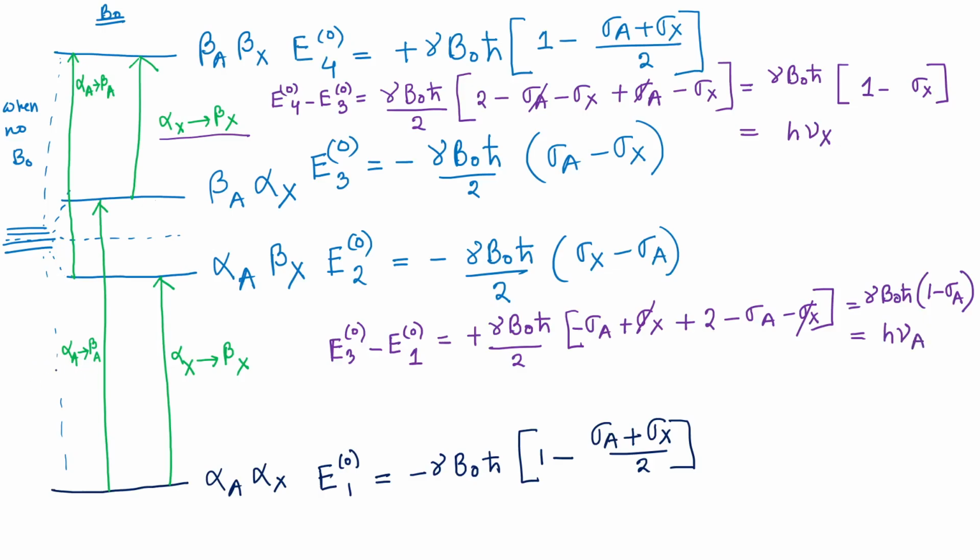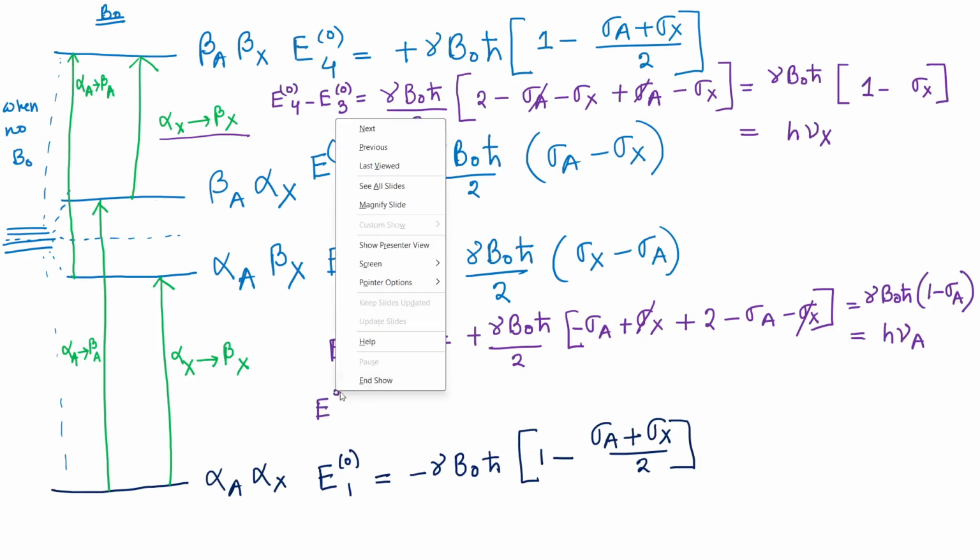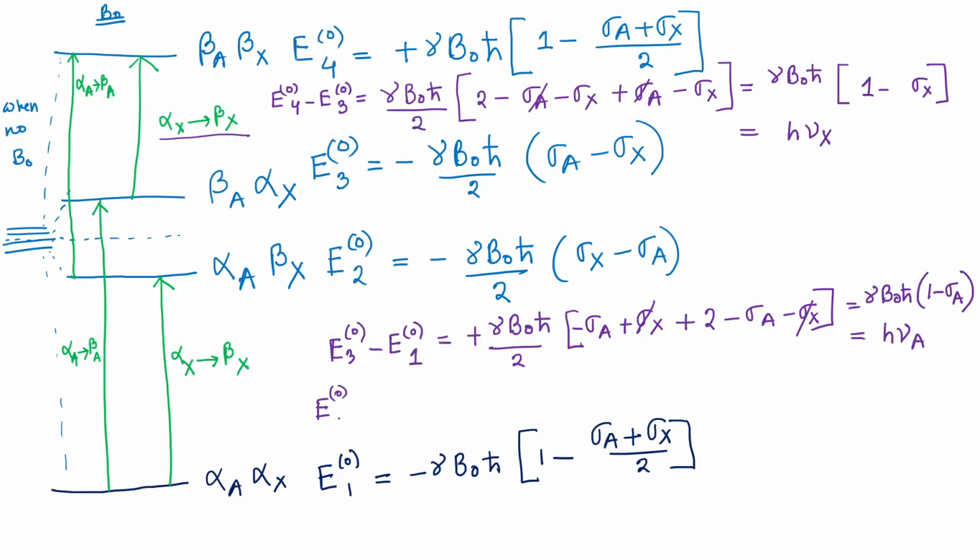Similarly, you can say that E zeroth 2 minus E zeroth 1 is going to lead you to H nu x. And again, what is the other transition we can discuss? E zeroth 4 minus E zeroth 2. So that is also going to be your H nu A, right?